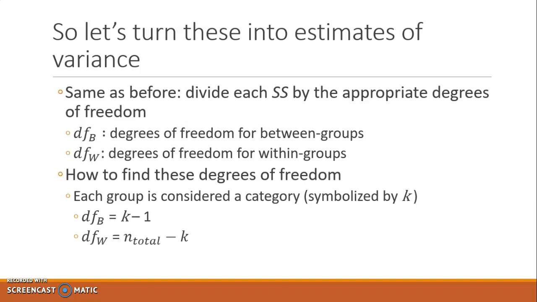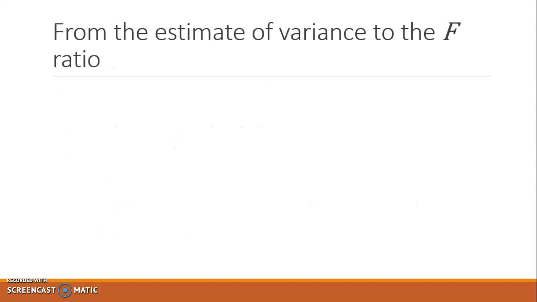So the degree of freedom for W, for the within groups, is the total number of cases, which your book calls n subtotal, minus k. To tell you the truth, I'm not entirely sure how I can explain the logic of that. That just is the way that it is. We're taking the number of groups away from the number of samples, and that is simply how it works. Okay? So once you do that, let's get to the F ratio.